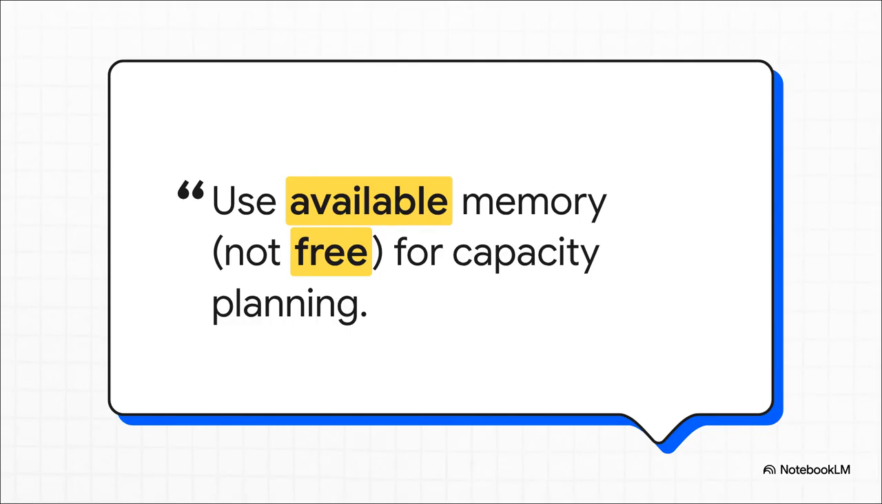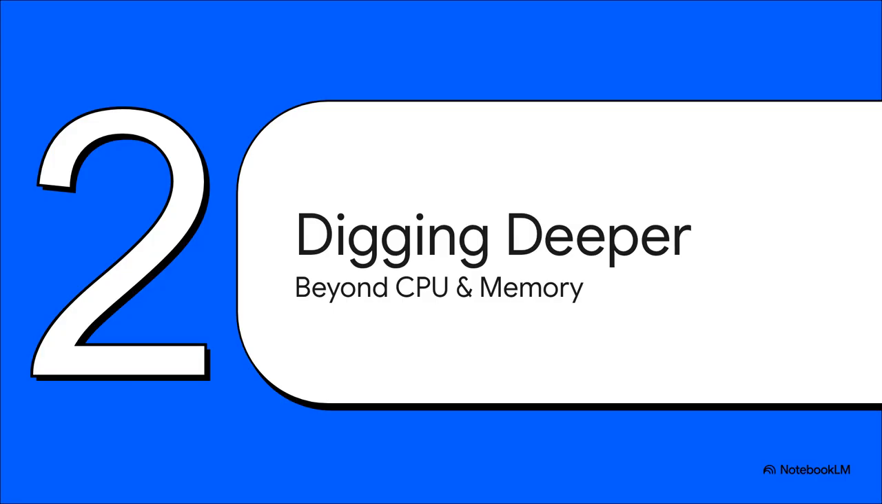And this brings us to a super important best practice. When you're doing capacity planning, trying to figure out if you need to buy more RAM, always look at the available metric. If you rely on free memory, you might think you're about to crash when you actually have plenty of room to breathe. Okay, our initial checkup is done.